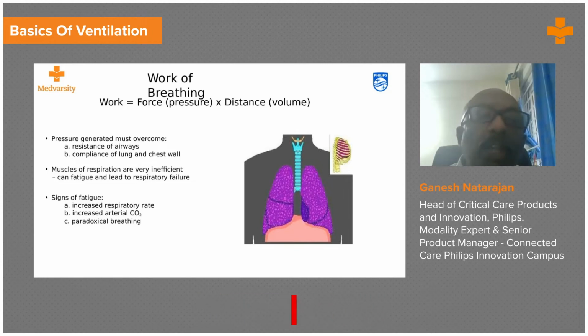Now, we'll start from something very fundamental: the work of breathing. Work of breathing is work. So, what is work? Work is force, which in this case is pressure, times distance, which in this case is a volume. The pressure generated should always be able to overcome the resistance of the airway, and should be able to overcome the compliance of the lung and the chest.